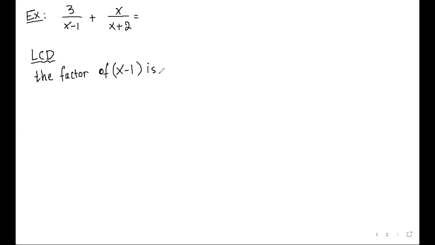Yes, exactly. The factor for x minus 1 is already factored. We cannot factor it more than this, so it's the same thing, x minus 1. If we see something greater, for example x squared, we can find something to factor. But x minus 1 is already factored. What's the factor for x plus 2? Exactly, it's x plus 2.